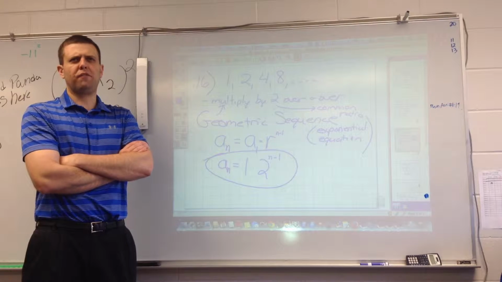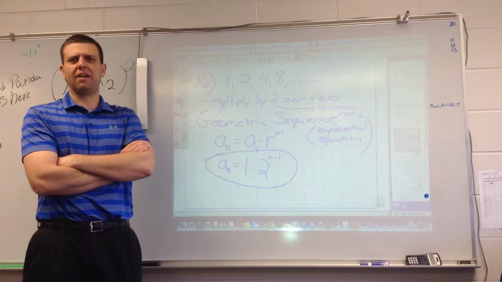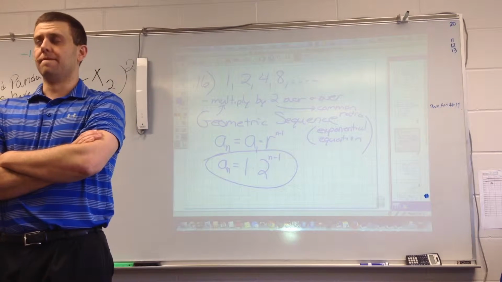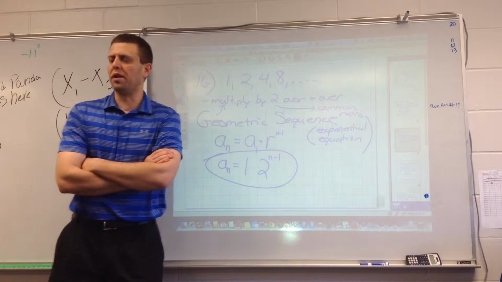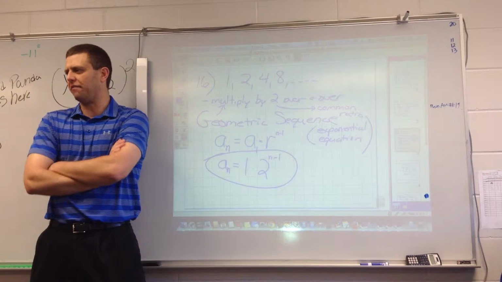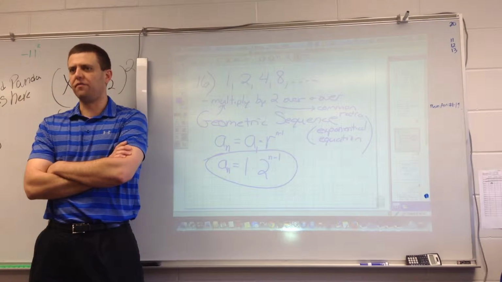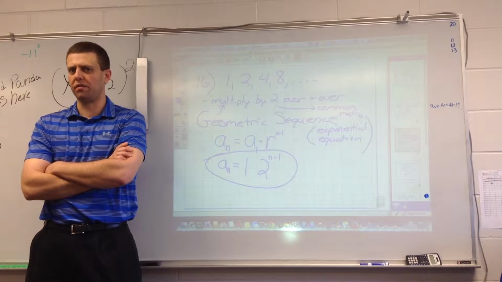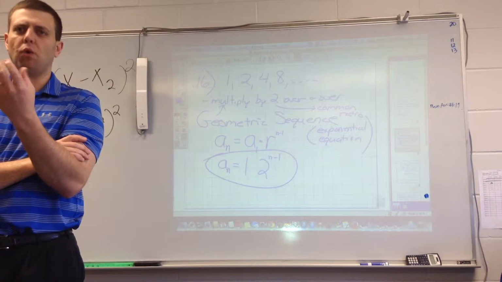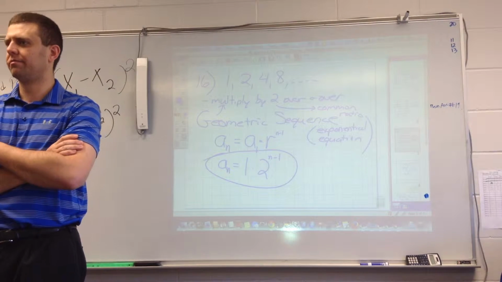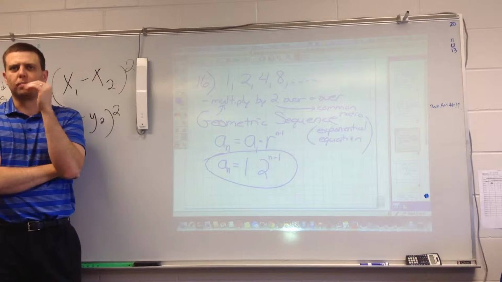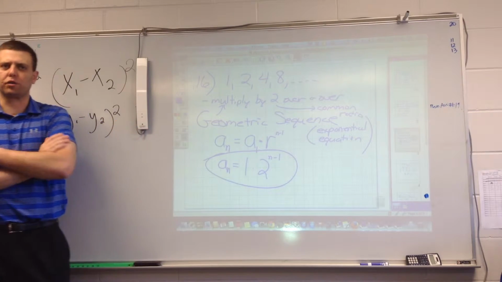Now, what if the pattern was dividing by 5 over and over again? Is that geometric? Yeah. Because what number are you multiplying by if the pattern is dividing by 5? 1/5. Yep, multiplying by 1/5. Because what's 25 times 1/5? 5. Just like dividing by 5, right? So for multiplying and dividing patterns, this geometric rule will work.